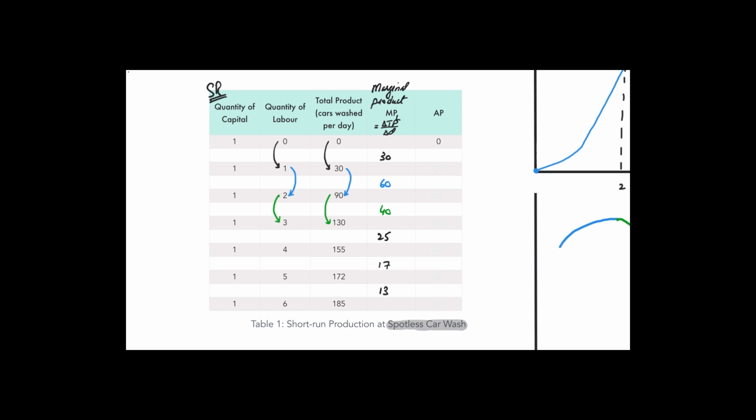As far as average goes, AP is for average product. On average, how much per person is cleaning. And the formula for that is total product divided by quantity, straight, no change. So for example, 30 cars, one labor, this one guy is cleaning 30 cars per day. Then you have 90 cars cleaned by two people, 45. And then its average starts to go down. And this is how the number looks like.